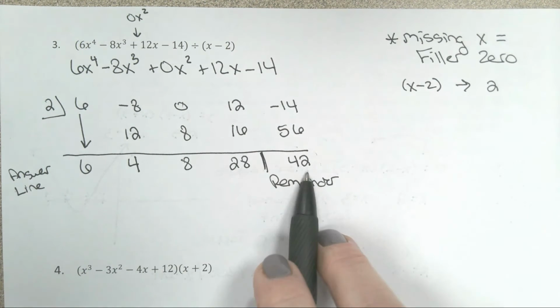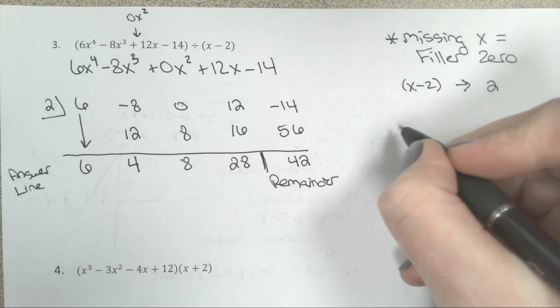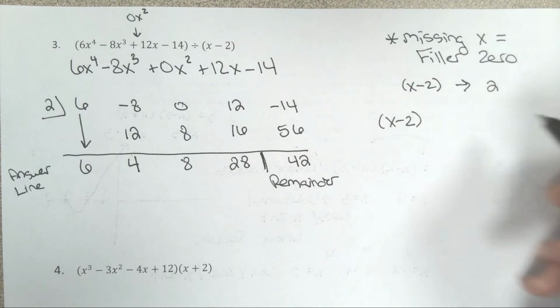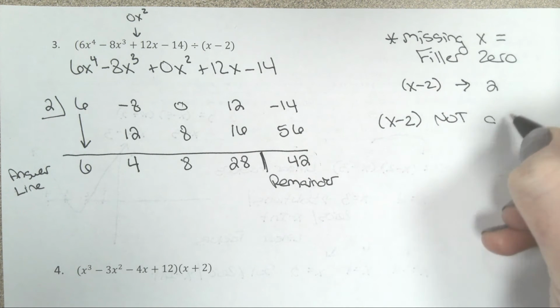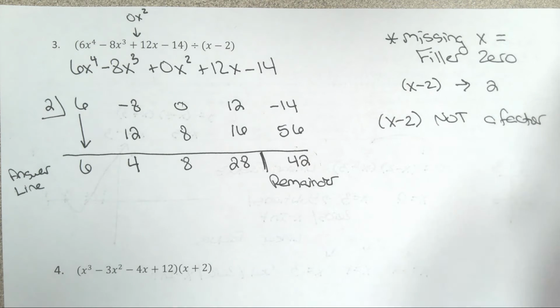So here's what I can say. I have a remainder of 14. I know that x minus 2 is not a factor of this original polynomial. But I had to divide it.